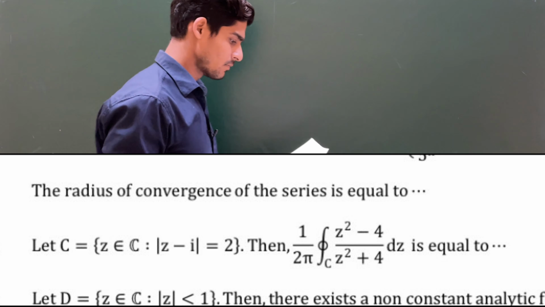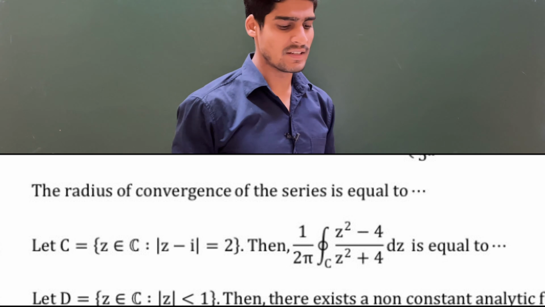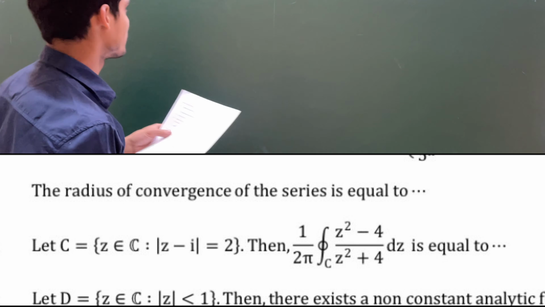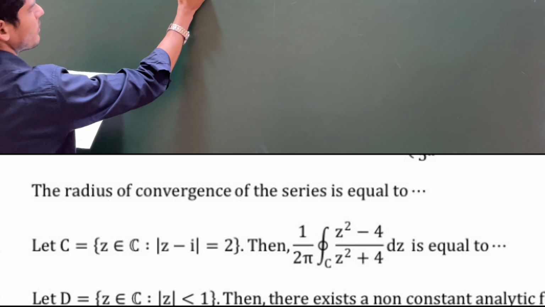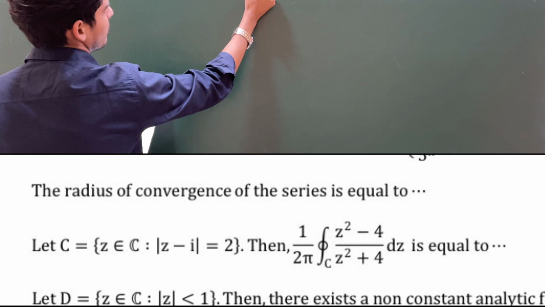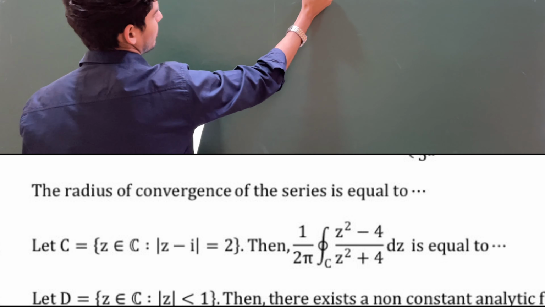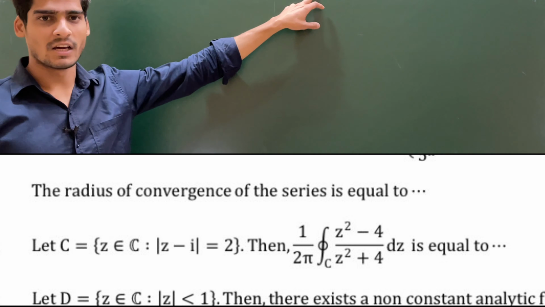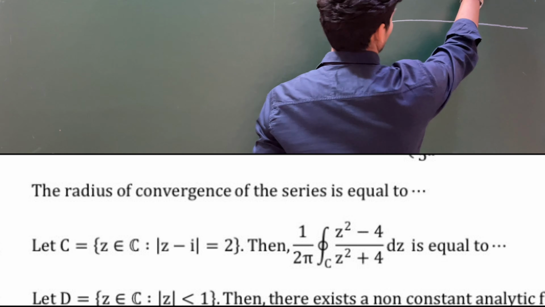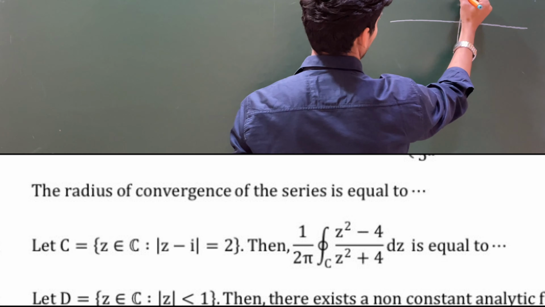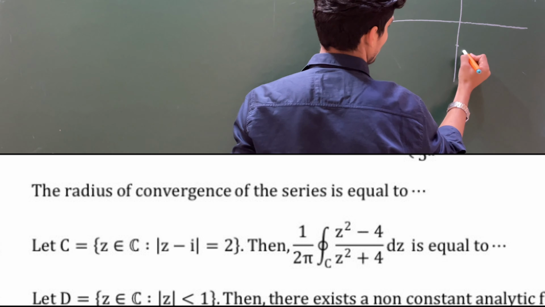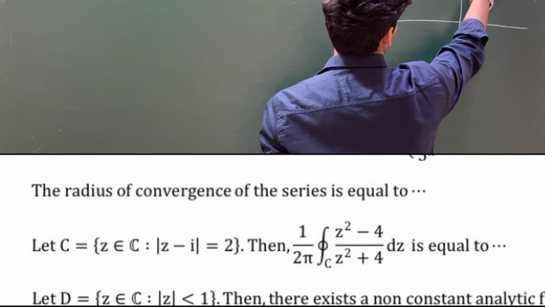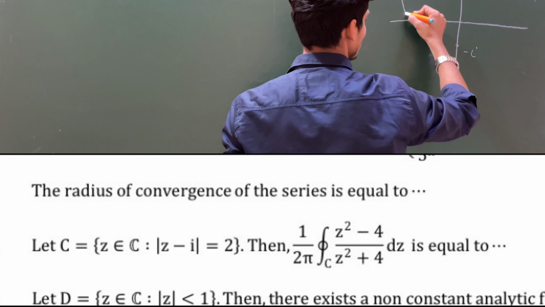Question number 2. Let C be the set of z belonging to the complex numbers such that the given condition holds. So this is the circle of radius 2 centered at iota. If you draw this circle, this is your complex plane. Suppose this point is iota. Let me call this minus iota, and this is 3 iota. So this circle will be like this.